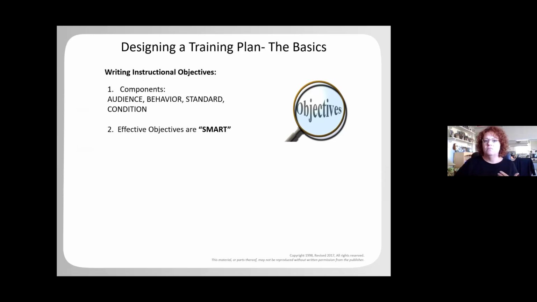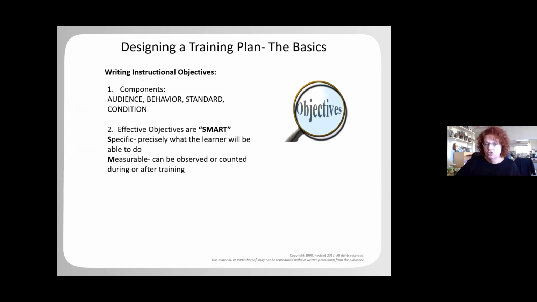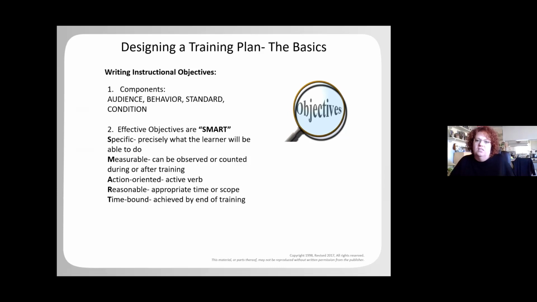So when it says SMART: specific, measurable, action-oriented, reasonable, time-bound. So all of these, what are we going to teach them? How are we going to teach them? And what amount of time do they need to know this? And what is reasonable? Are they going to know how to do this with 100% accuracy, or is it going to be 80% accuracy? So all of this is part of your objective.